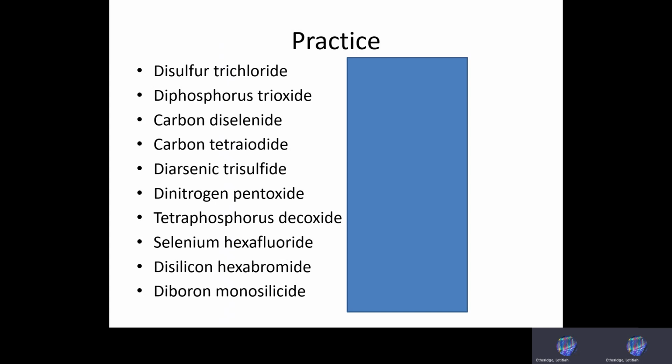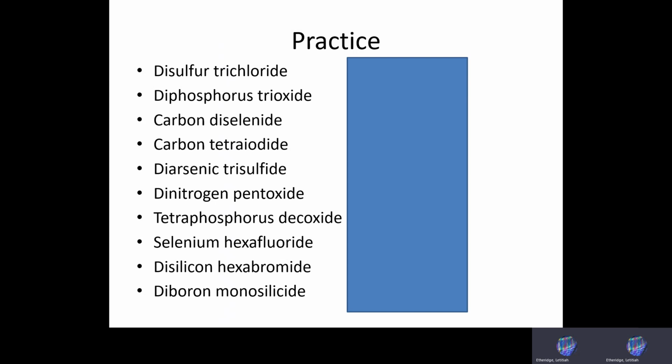Same deal, pause the video and see if you can get through the other ones, and then I will walk through them with you. Okay, so the next one, diphosphorus trioxide, that means we have 2 phosphorus and 3 oxide. The oxygen, the answer is P2O3.